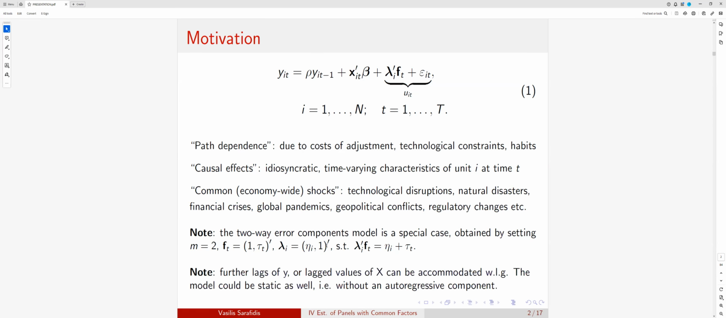Before we depart, note also that further lags of y can also be accommodated in a straightforward way, and of course the model could also be static as well, without any lags of y or any lags of x.